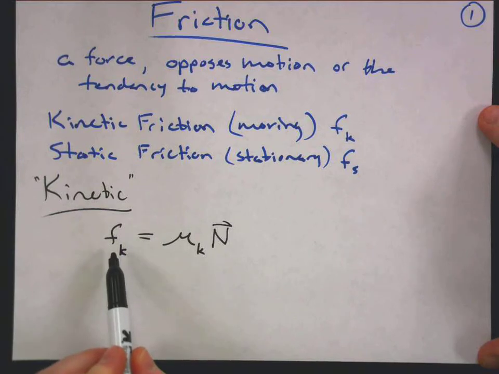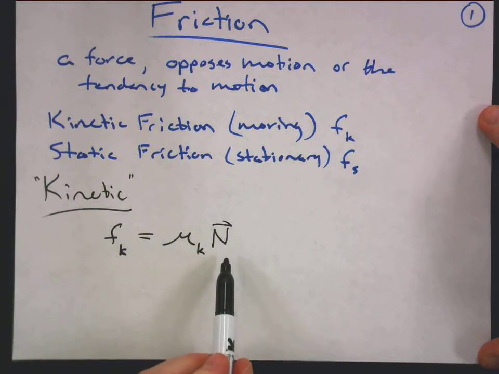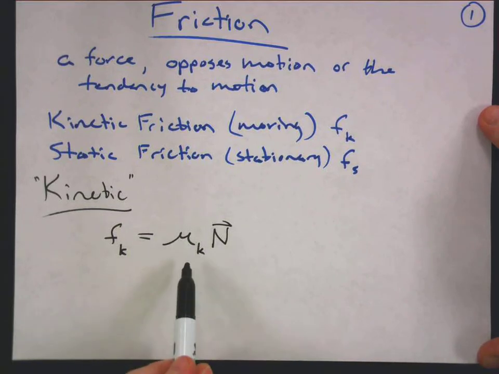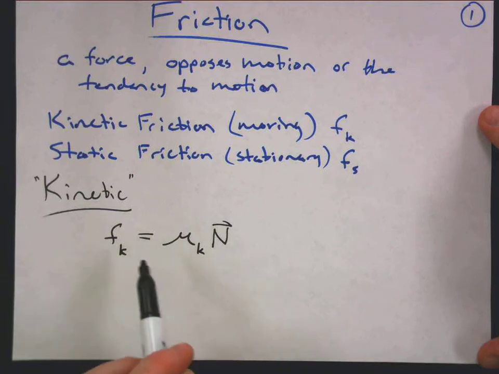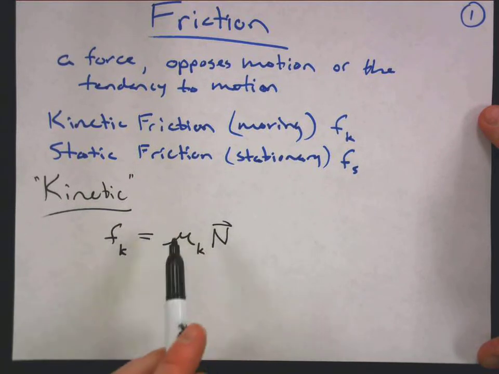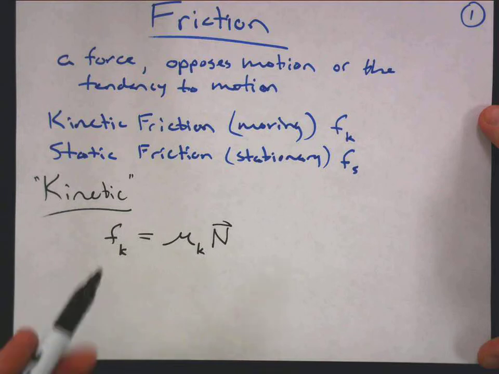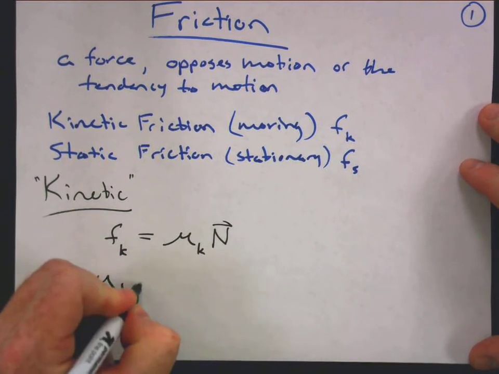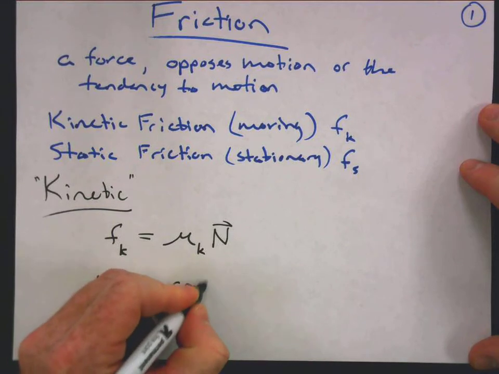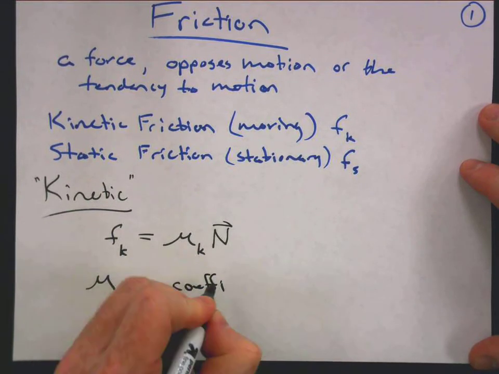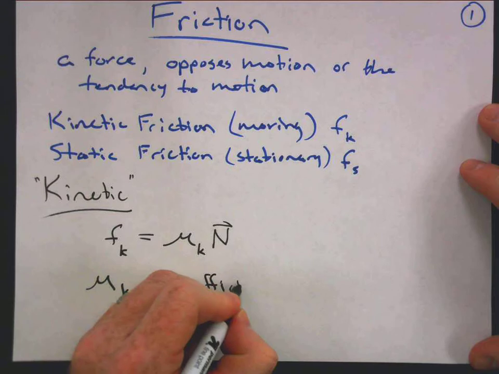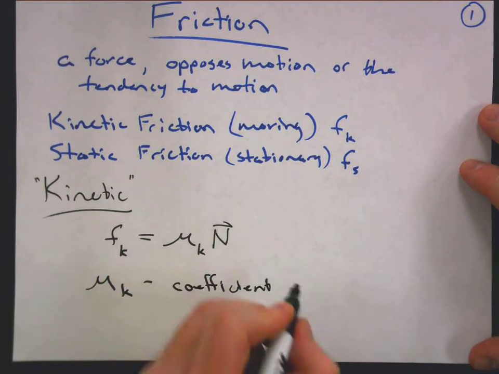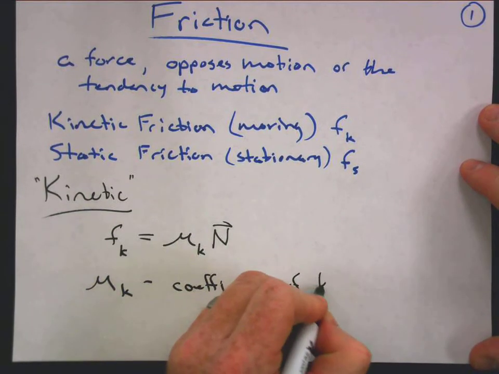But let's look at what's going on. Friction is a force measured in newtons, and normal force is measured in newtons. If we isolate this coefficient of kinetic friction, we'll realize that it has no units. The newtons divide out, and it's a unitless number, which is why it's called a coefficient. You probably want to write this: coefficient of kinetic friction.